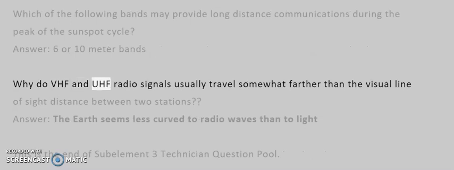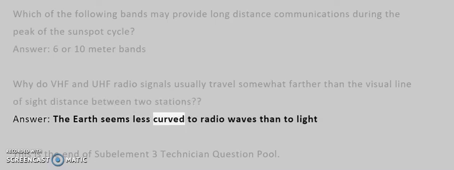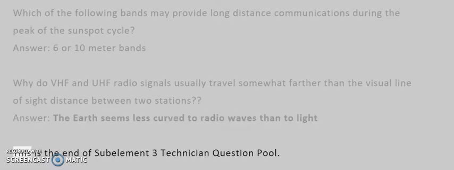Why do VHF and UHF radio signals usually travel somewhat farther than the visual line of sight distance between two stations? Answer: The Earth seems less curved to radio waves than to light. This is the end of Subelement 3 Technician Question Pool.